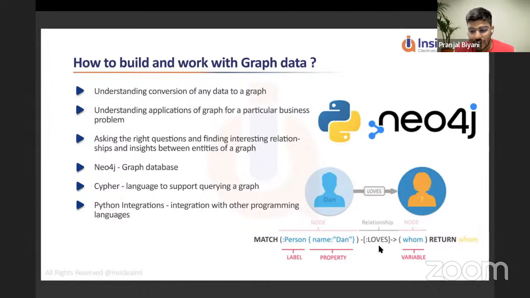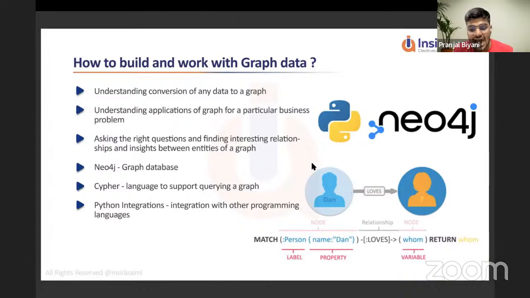So can you guys think of the question? The question is, who does Dan love? To observe this name, what is the kind of node? The kind of node is the person node. There can be many nodes. This is a person node. Inside the person node, I want to search for the person whose name is Dan. Then I'm looking for the relationship loves. And then I'm looking for the variable whom, which I want the graph to return.